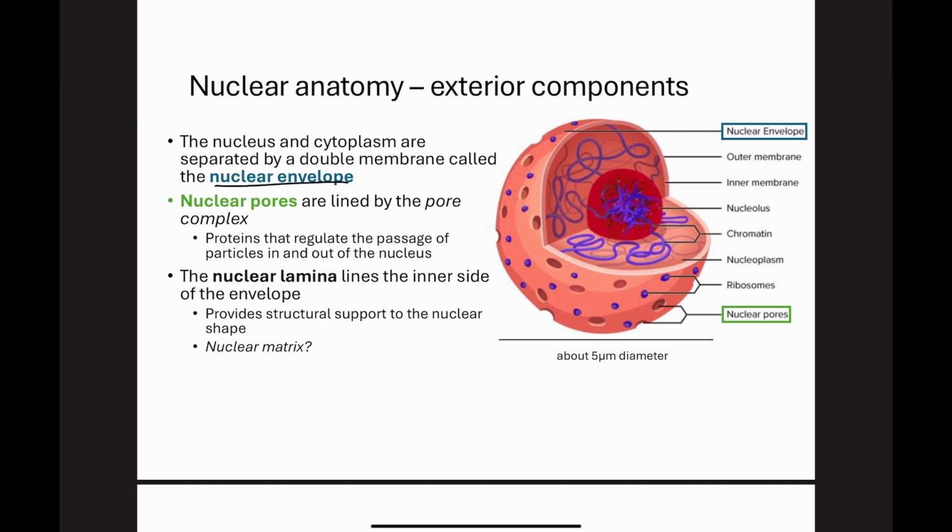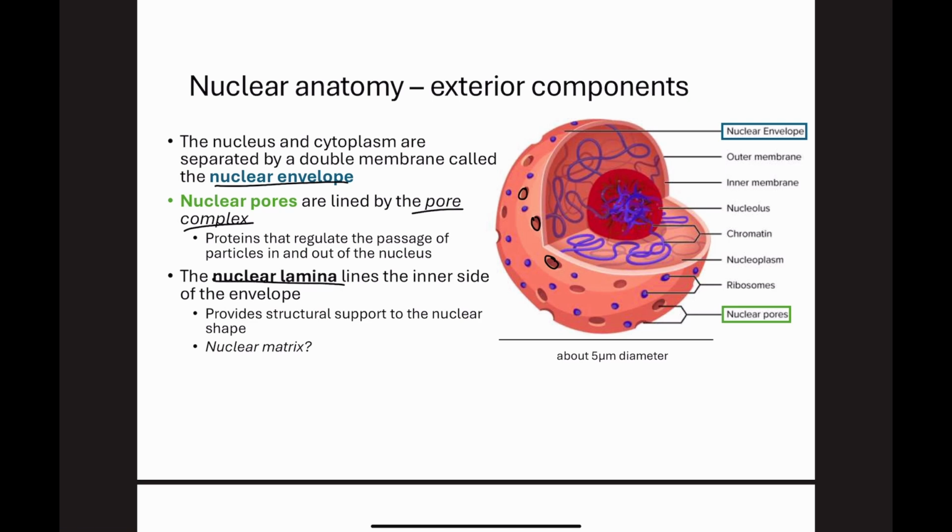A key structure of our nuclear envelope is that it contains pores all along it. Through these pores, materials are allowed to pass in and out of the nucleus. But these pores are lined by something called the pore complex, which is a protein structure. And that protein structure is actually what's going to regulate what enters and exits the nucleus. And the inner portion of the nuclear envelope is called the nuclear lamina.